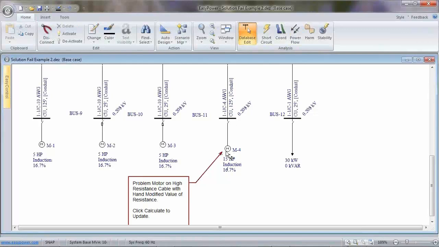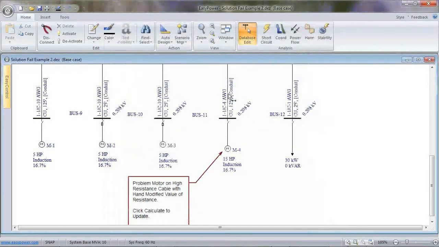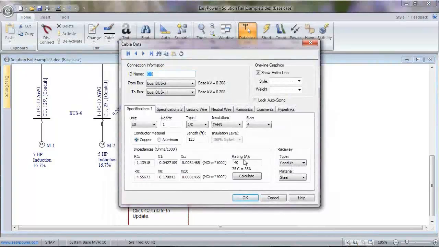4 AWG, that might actually be good enough. 15 horsepower motor, 48 amps, 40 amps, that should be pretty close. Closer inspection though, this is how these can happen. I don't know how it happened in the case. All I can tell you is what I see. This is the wrong number. And the reason why I know is I hit the calculate button and watch it change.